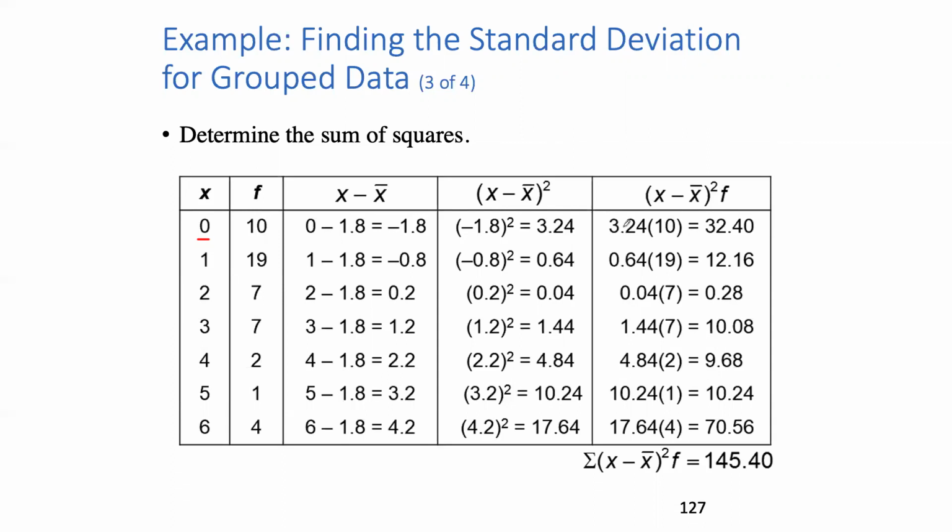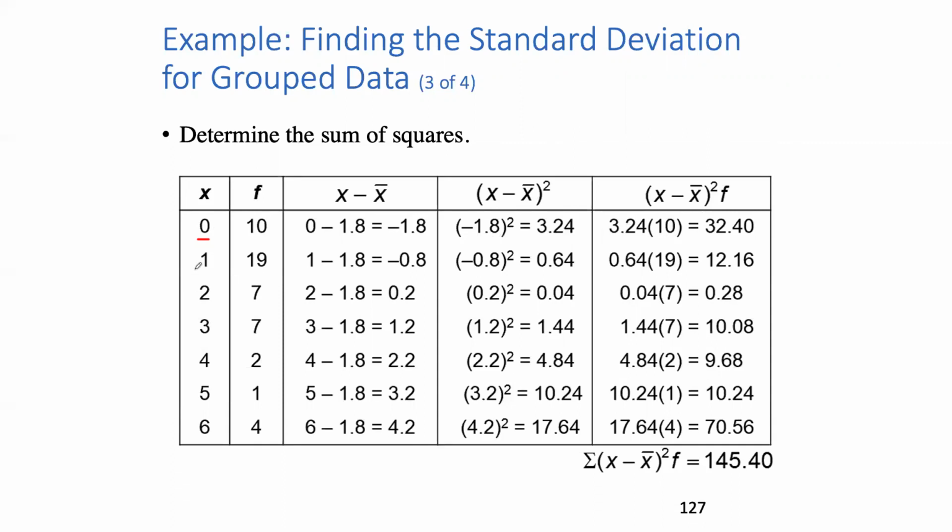And then how many of these numbers do I have? I have 10 of these, so I multiply that by 10, right? If I wrote this down without grouping the data together, I would perform the same calculation over and over again. In this case, I save a lot of time and effort by doing the calculation one time and then multiplying it by the appropriate frequency.